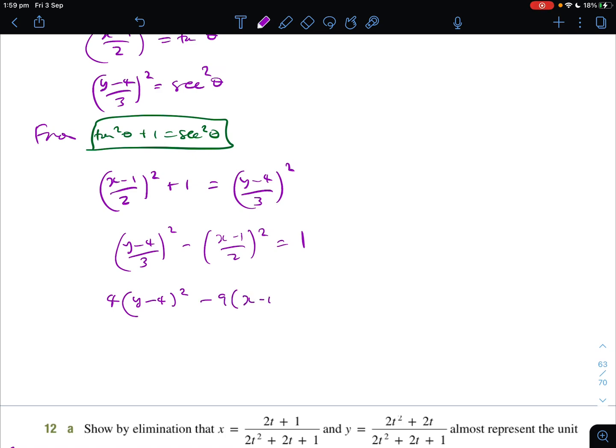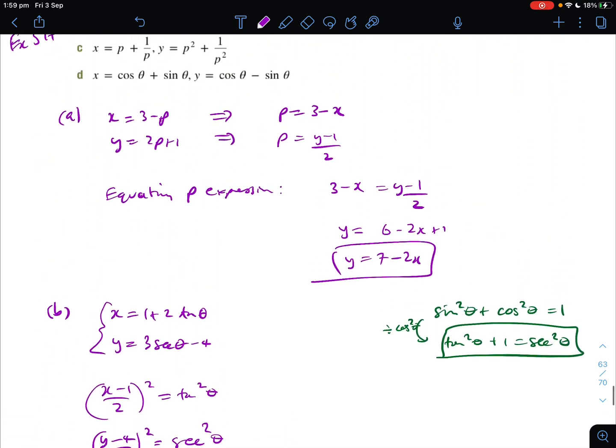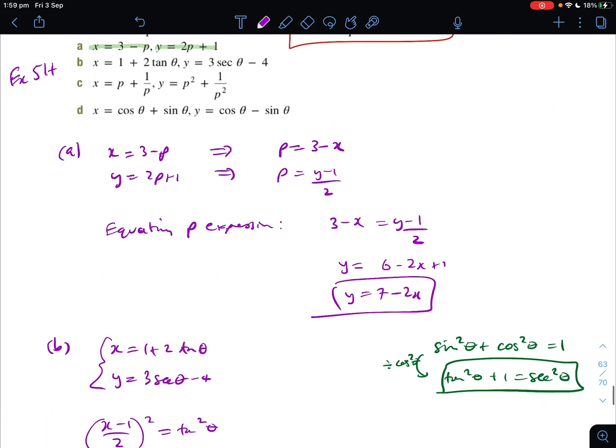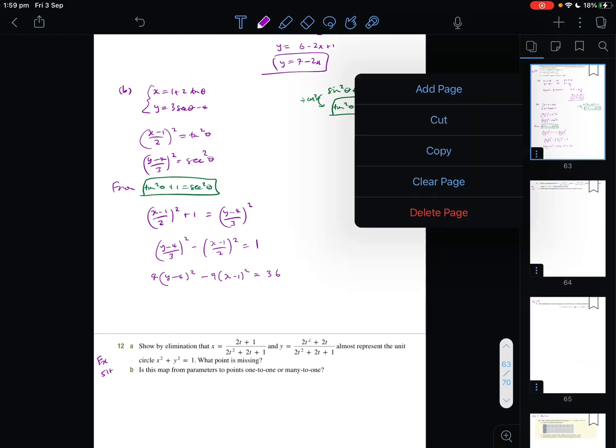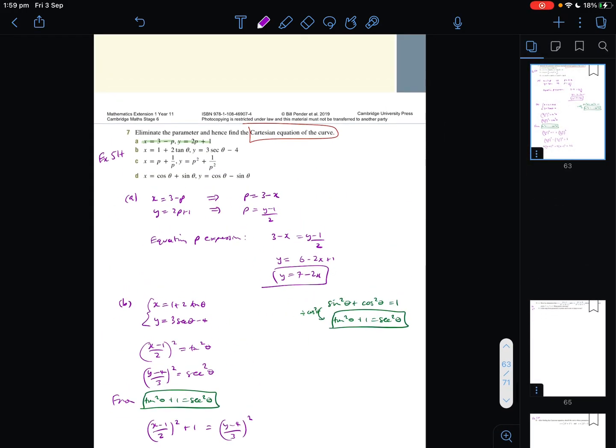But you might decide 4 times (y minus 4) all squared minus 9 times (x minus 1) all squared equals 36. You might try that. I mean, it's not really helpful. I wouldn't really expand it further. There's no real need. I don't know the form of the answer to that question in the textbook, but I don't really much mind either.